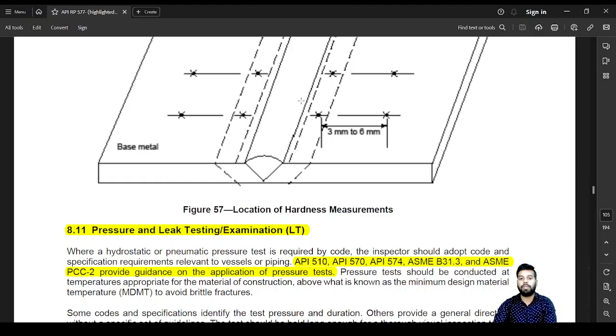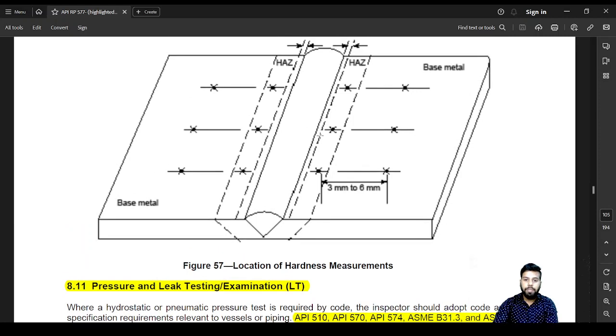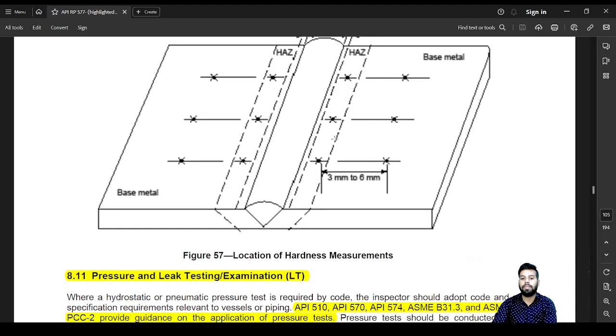So let's imagine something like this. You'll take a hardness value here, you'll get some hardness. You'll take a hardness value here, you'll get some other hardness. As you keep on going away from the weldment, your hardness value will keep on decreasing. At the point where the hardness value goes constant, that is the extent of your heat affected zone.